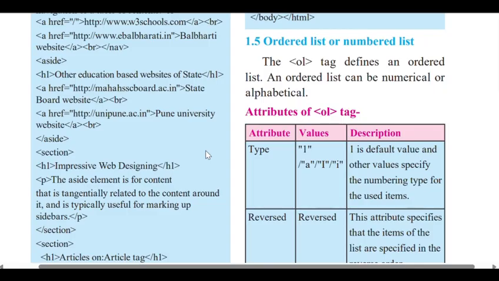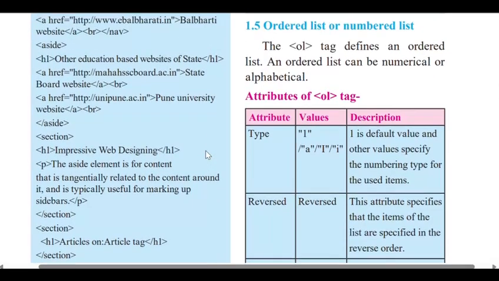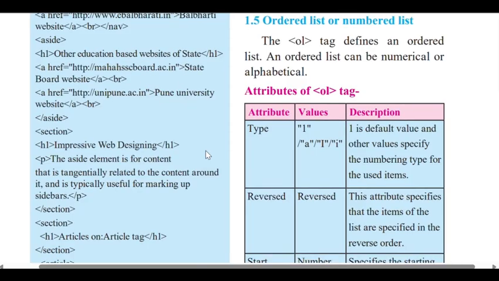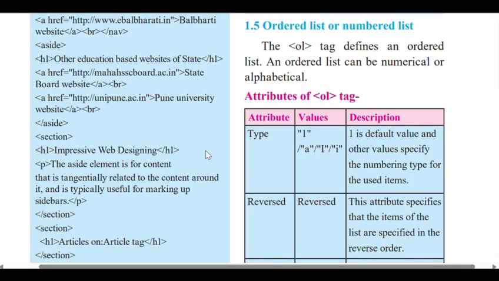And now we are going to see about ordered list or numbered list. So let's get started. Now see, ordered list or numbered list, by the name only you can come to know. It is about creating a list. It can be numbered. It can be about ordered.